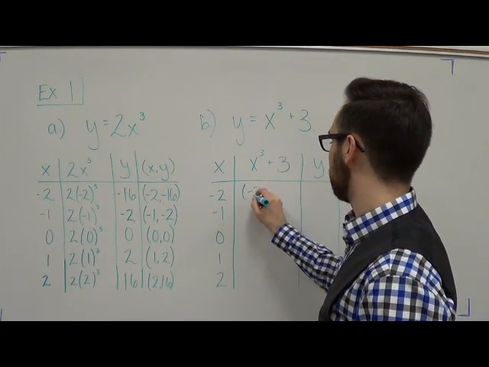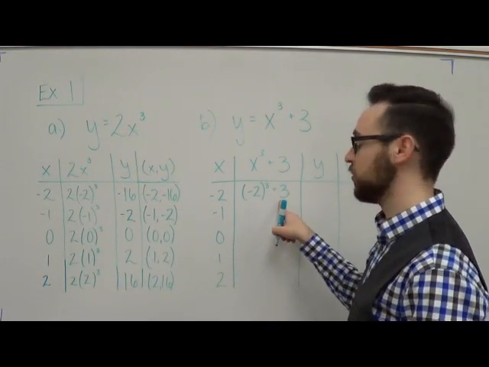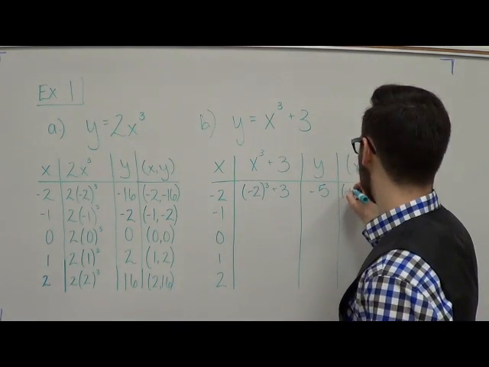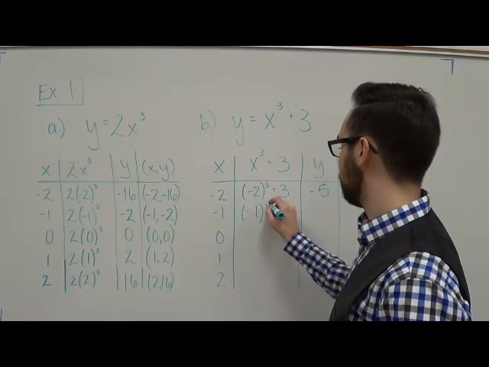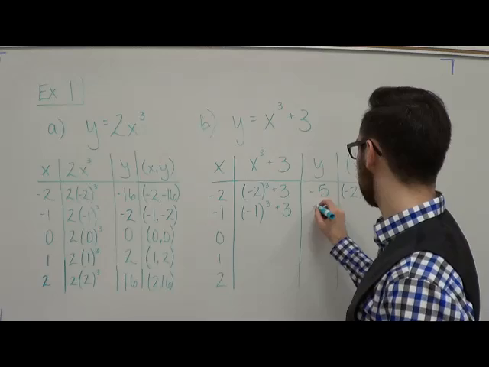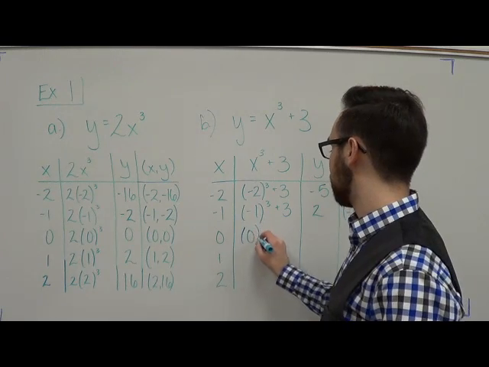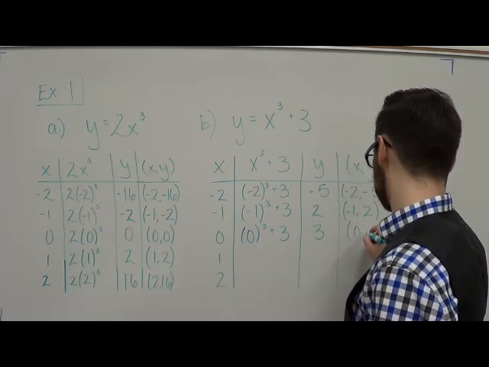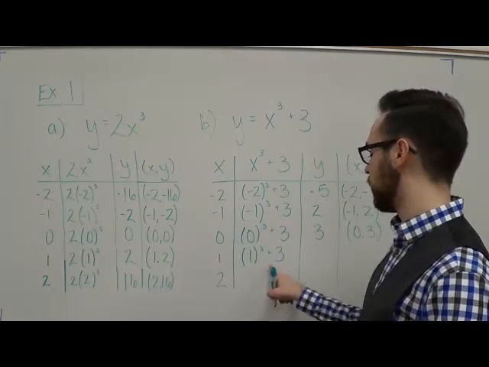So we have negative 2 cubed plus 3. Negative 2 cubed will give us a negative 8 plus 3. Remember, negative 8 plus 3 heads us in the opposite direction. So that's a negative 5. So that one will be good to graph. We get negative 1 cubed plus 3. So negative 1 cubed is negative 1, plus 3 is going to give us a positive 2. So we end up with negative 1, 2. 0 cubed plus 3 is going to give us just a regular 3. Then we have 1 cubed plus 3. 1 cubed is 1, plus 3 is 4.